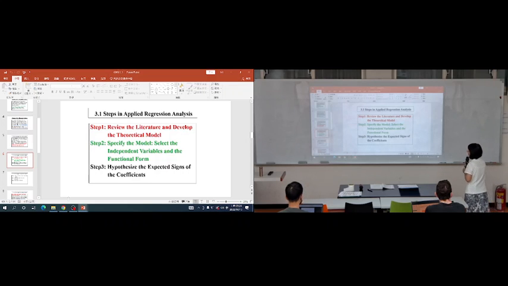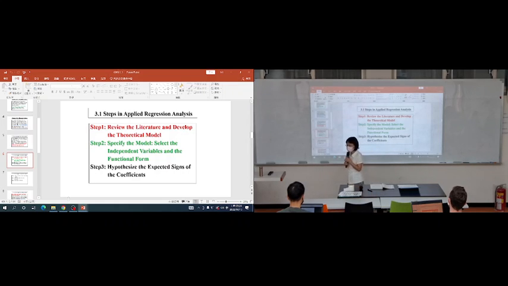Then you're going to develop the theoretical model, right? In other words, you know what the Y is. Then based on the literature review, you can set up the theoretical model to explain the sales of the restaurant.